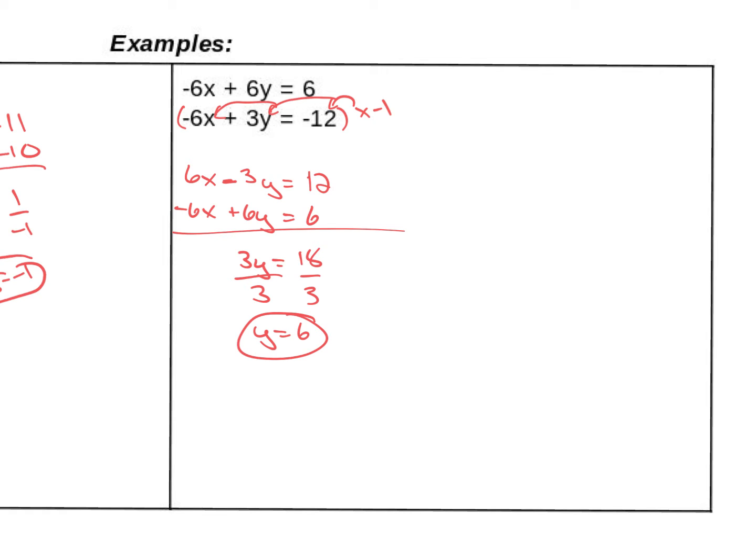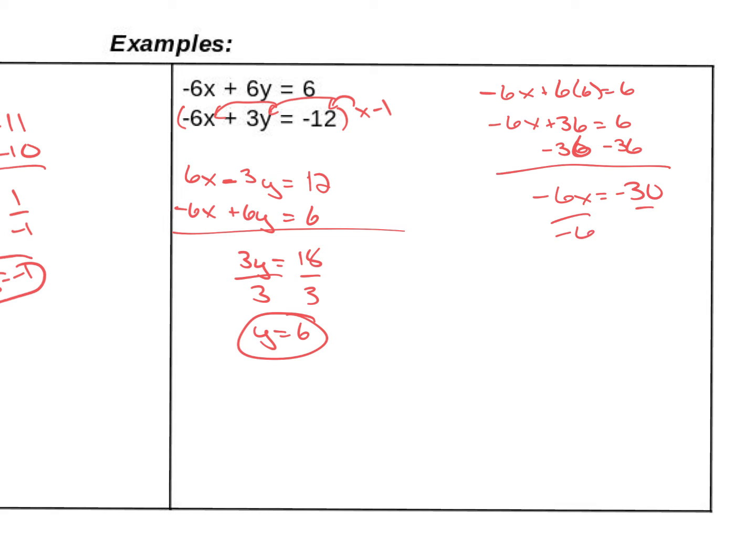All right, plugging into these equations. Again, doesn't matter which one, so we'll just go into the top one. So 6 times 6 equals 6. So take a minute. That's going to be plus 36 equals 6. If we subtract 36 from both sides, that is going to leave us with a -30. And then when we divide by -6, x equals 5. So our answer should be 6, 5.